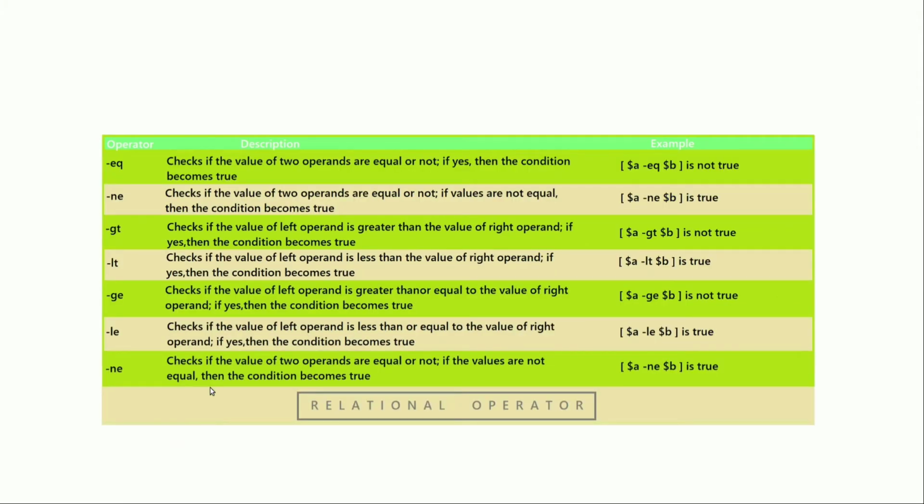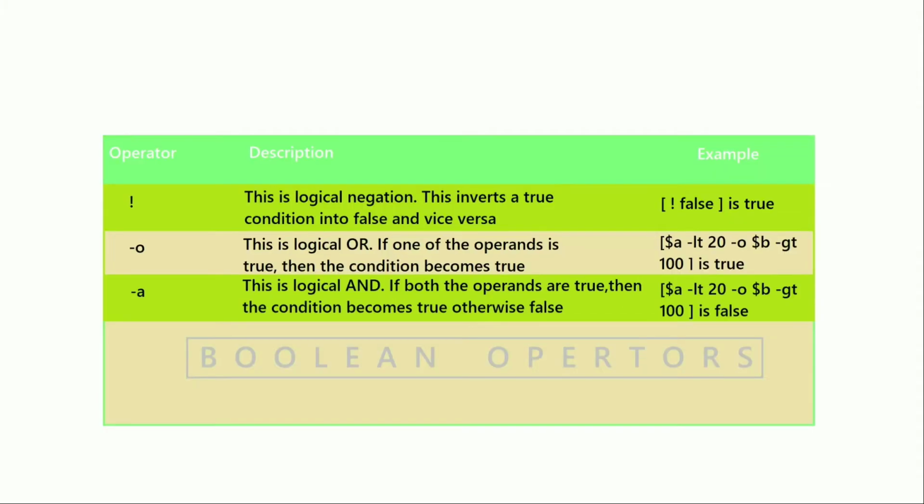Okay, then relational operators: -eq is for equality, -ne is for not equal, -gt is for greater than, -lt is for less than, -ge is for greater than or equal to, -le is for less than or equal to. So these operators are required when you are using conditional statements like if-else, switch case, then for loop, while loop, until loop. These loops are required to check the conditions.